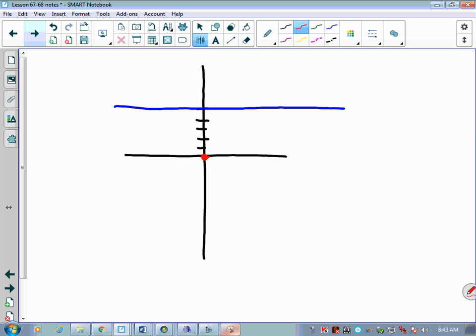Which direction is the parabola going to open? Down. So it should look something like this, right? What would be the coordinates for the focus? 0, -5.